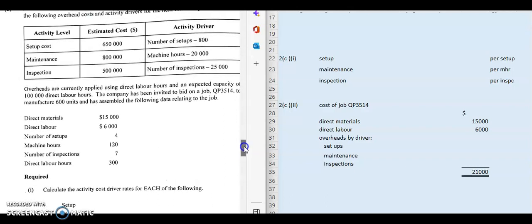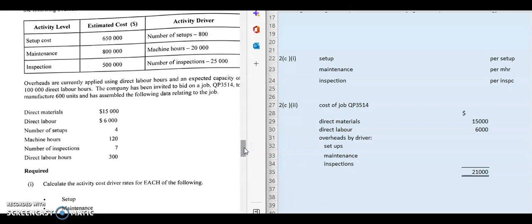So we know to calculate cost driver rates, we just take the activity cost and divide it by the units of activity. So let's come over to the answer sheet and do that first. Setups would be 650,000 divided by 800, and the maintenance would be 800,000 divided by 20,000, and the inspection would be 500,000 divided by 25,000. So let's do that division and get the answers.